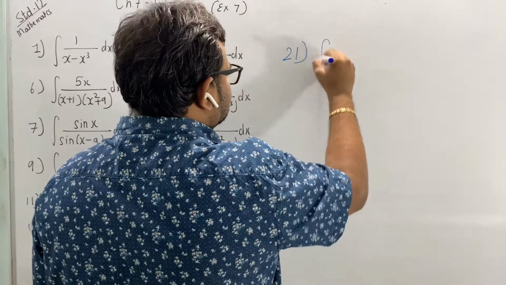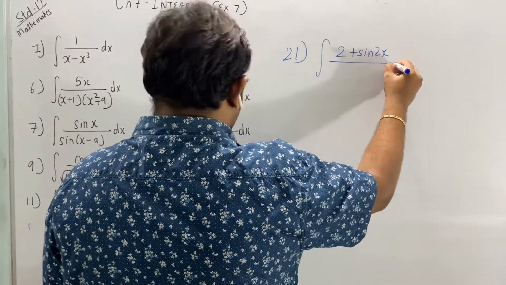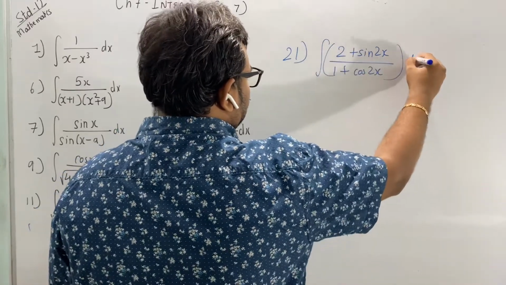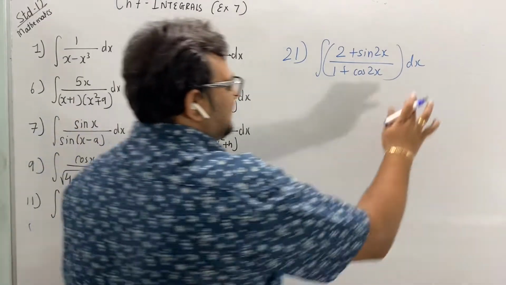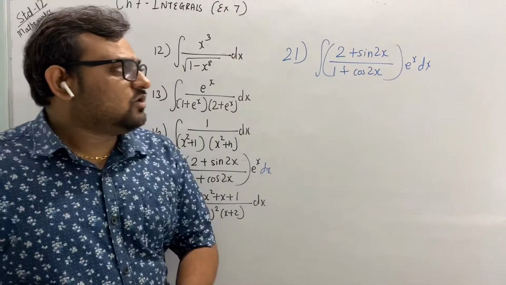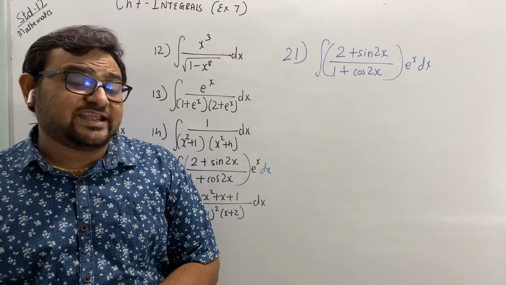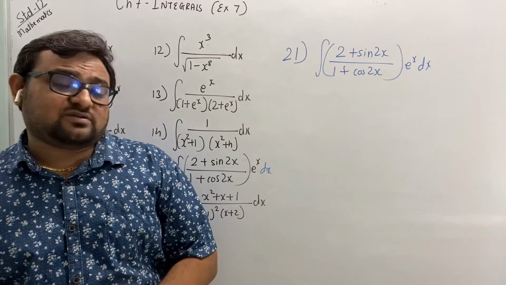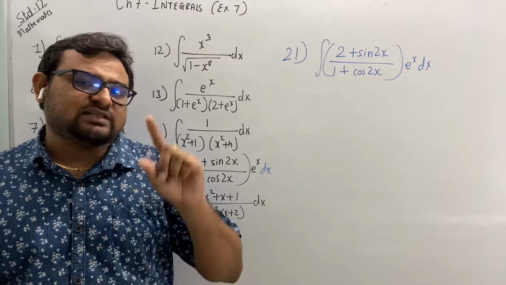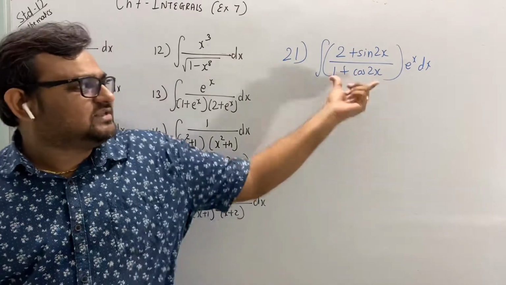Question number 21 is (2 plus sine 2x) upon (1 plus cos 2x). Sorry, it's e raised to x. Okay, it's 2 plus sine 2x in the numerator and 1 plus cos 2x in the denominator, into e raised to x. Now see, there was a method where there was e raised to x, we were using e raised to x into (f x plus f dash x), right? So we'll try to rearrange it in that way.